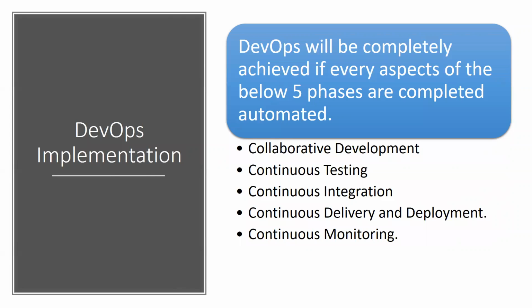DevOps implementation. When someone says, yes, I'm using the DevOps process for my project, that project should have these 5 phases. The phases are collaborative development, or continuous development as we can also call it, continuous testing, continuous integration, continuous delivery and deployment, and continuous monitoring.